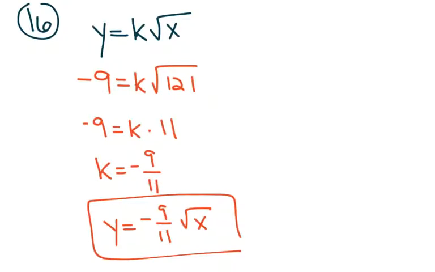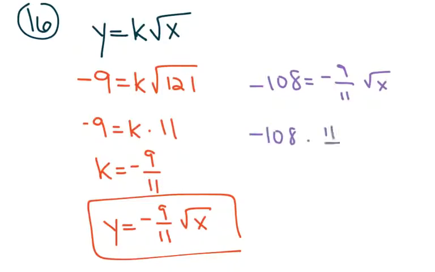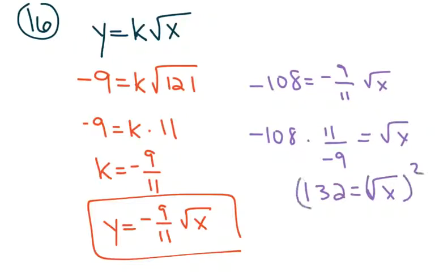Now we're going to find x when y is negative 108. So negative 108 is equal to negative 9 over 11 square root of x. How do I solve that problem? Well, first I multiply the other side by the reciprocal of negative 9 over 11. And I'm going to get positive 132. And then in order to solve for x, you get rid of a square root by squaring both sides. And 132 squared is going to be 17,424.